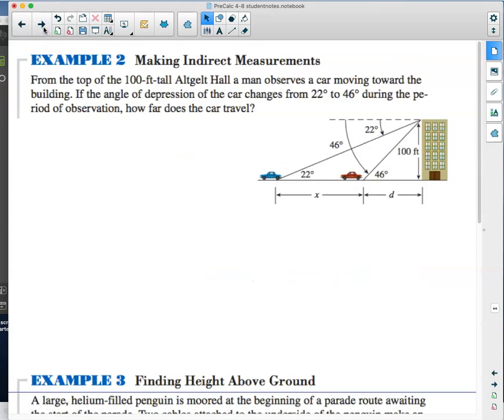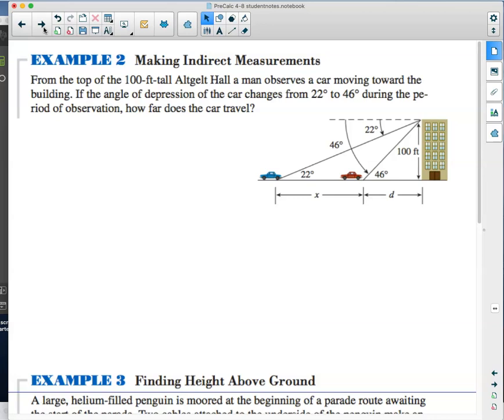Alrighty, this one says making indirect measurements, so now we up the game a little bit. You know, there's going to be a little bit more we have to do for this problem. And this says, from the top of the 100-foot tall Altgelt Hall, all right, so there we have our little building, 100 feet, a man observes a car moving towards the building. So here's the first spot he sees, because he said it was moving towards him.